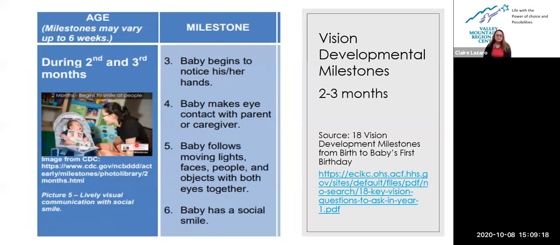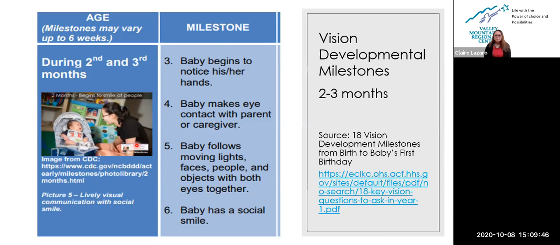age. And then during their second to third month, the baby begins to notice their hand. They look and see their hands. They make eye contact with a parent or caregiver. They continue to follow those moving lights, but also they try to focus more now on the faces of those people with their eyes. And they start to show that social smile as well.